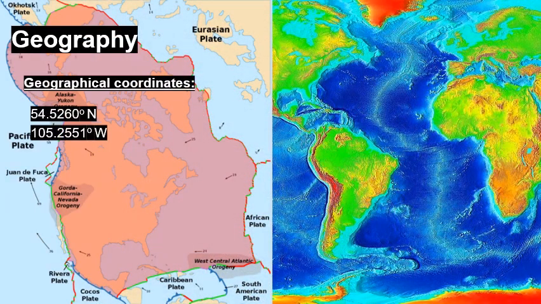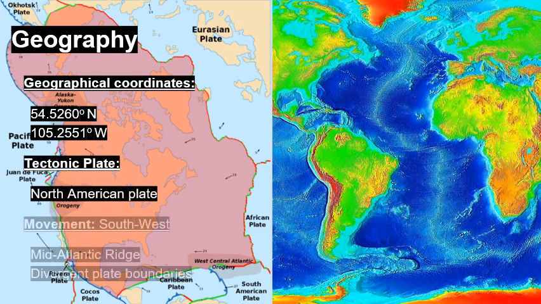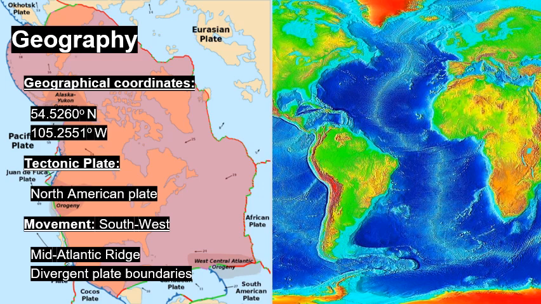Its geographical coordinates are approximately 54 degrees north and 105 degrees west, and it is situated in the North American tectonic plate. This plate is said to be moving southwest due to the Mid-Atlantic Ridge, a large divergent tectonic plate boundary located in the Atlantic Ocean between the Americas and Africa.